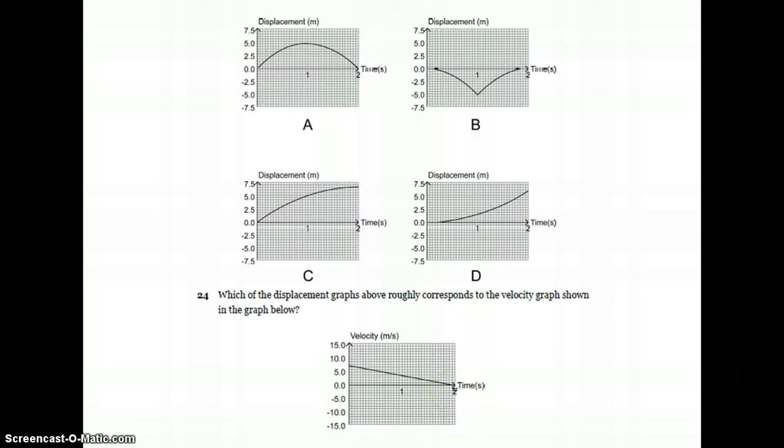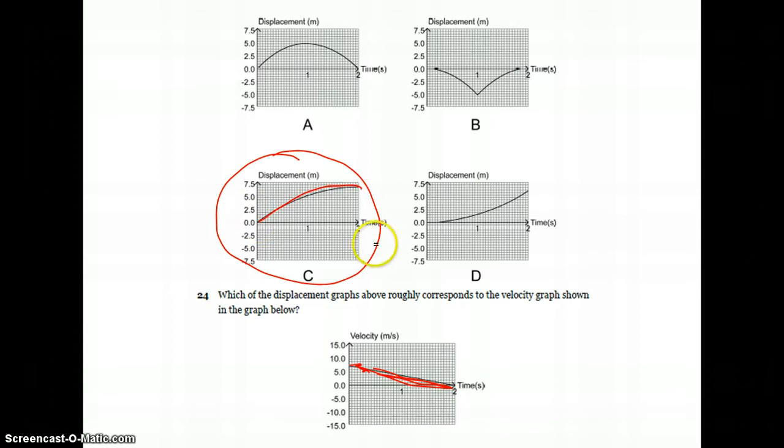All right, and which of the displacement graphs above roughly correspond to the velocity graph shown in the graph below? After playing with your carts and ramps and walking back and forth lots and lots of times, hopefully you chose letter C. And why would it be letter C? Well, right here we're at a positive velocity, but we're slowing down and approaching 0. And so when we look at this graph, we start with a positive velocity, and then we eventually approach 0.